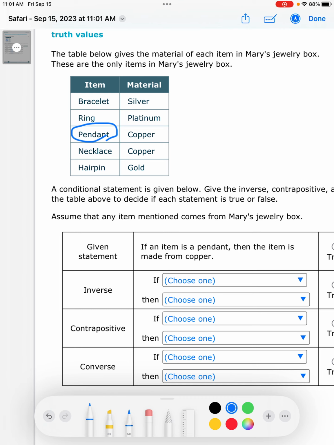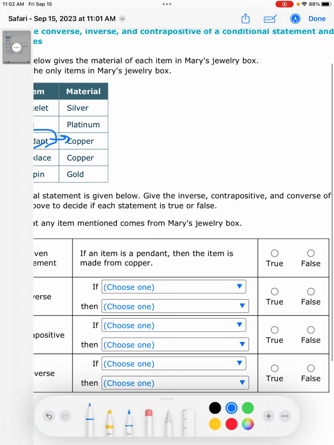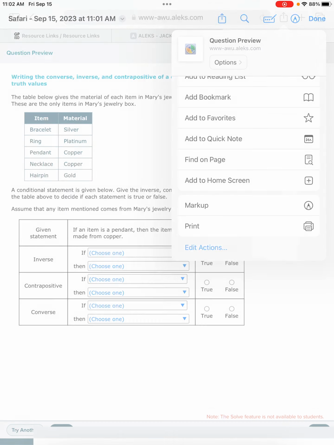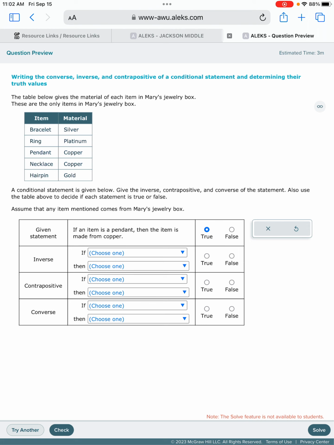So in that one scenario, is the item made of copper? Yes, it is. So is our then statement always true? Absolutely, right? Because we only had the one scenario, and in that one scenario, it did work. So this would be a true statement. All right, mark that as true.